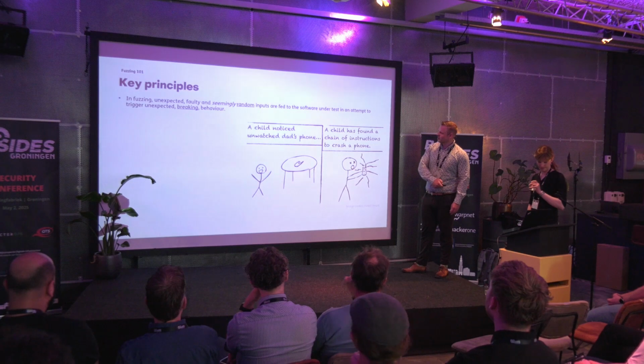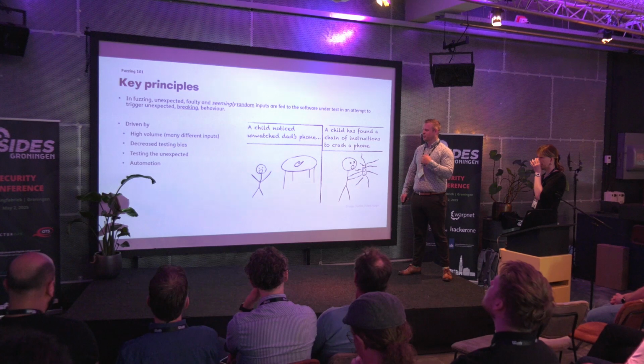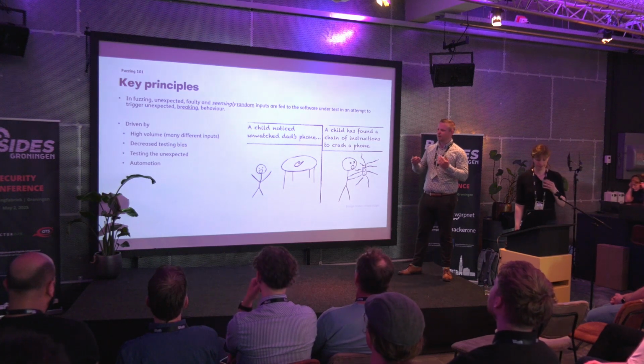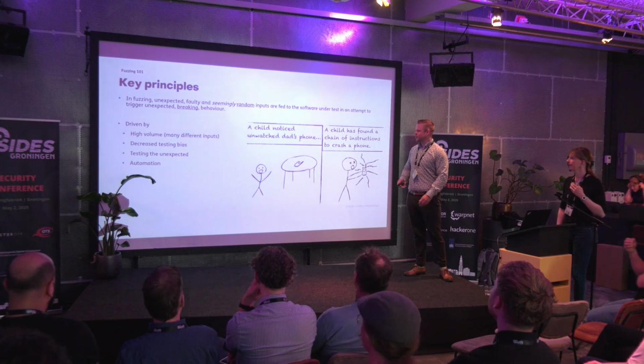I have to click a bit earlier, I guess. All right. So what are the key aspects of fuzzing? Well, it's driven by a high volume. You want to try a lot of different things, because if you do random stuff, many of the things don't really have an impact or an effect.